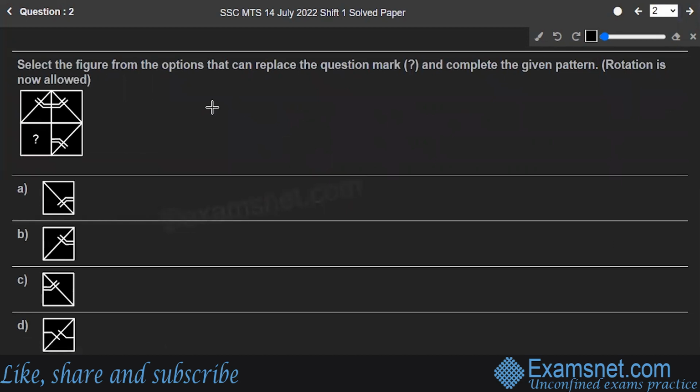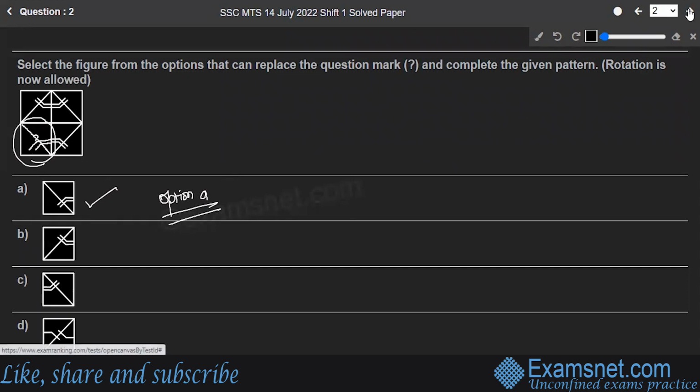Next is question number 2. Select the figure from the given options that can replace the question mark and complete the given pattern. Rotation is not allowed. So we have to find out what will come at the place of the question mark. Let's analyze and try to fill in. First of all, this line will be completed, and then you will have something like this and this and this. This portion that I have just drawn matches exactly with option A. So here is our answer to the question, option A.